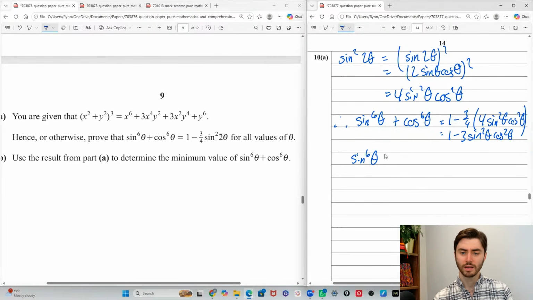So it's sine 6 plus 3 sine squared cos squared plus cos to the 6 equals 1. But that isn't this. Sine of 2 theta is 2 sine theta cos theta. You square that up, you do get 4 sine squared cos squared. You multiply that by minus 3/4, you do get minus 3 of that thing. But that's not what I want.